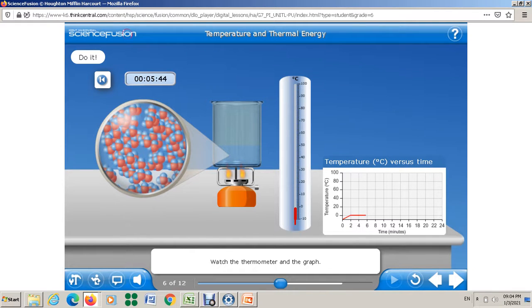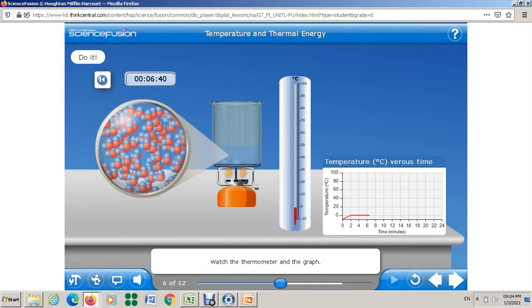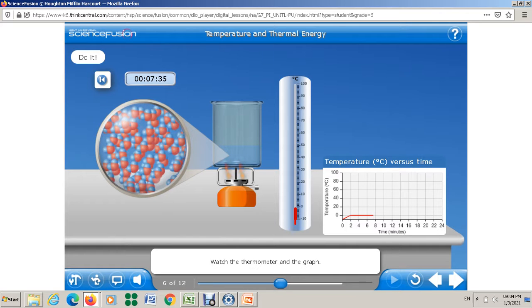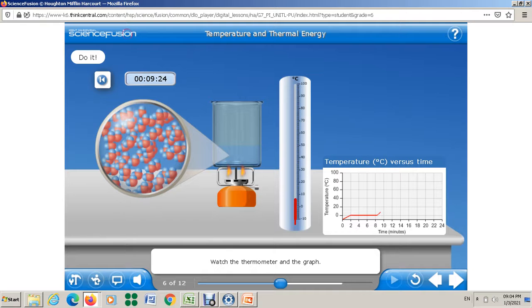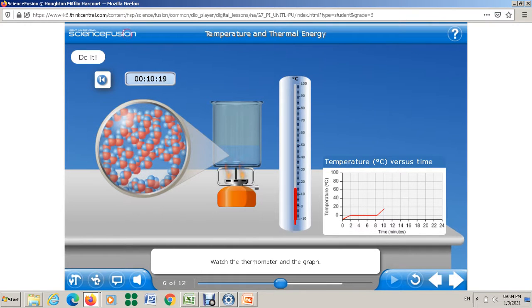Then look, the temperature stays at 0 till all particles have converted into liquid. Till now, not all of them, because the graph is still on 0 and the temperature is 0. Now the temperature starts to increase, as you see. When all particles have converted into liquid, it will start to increase.